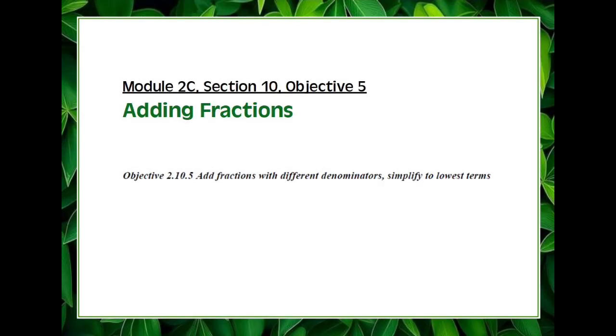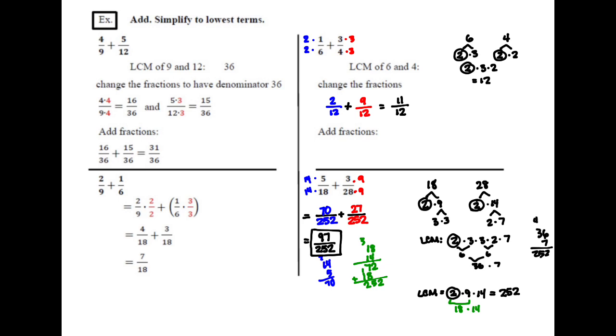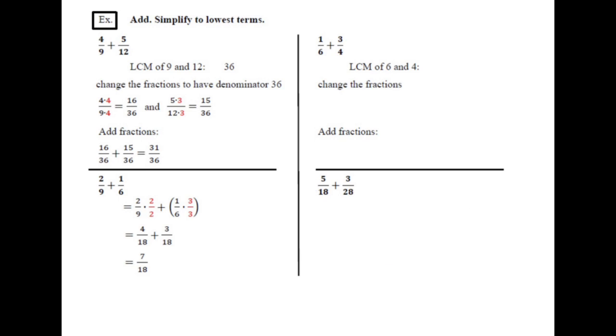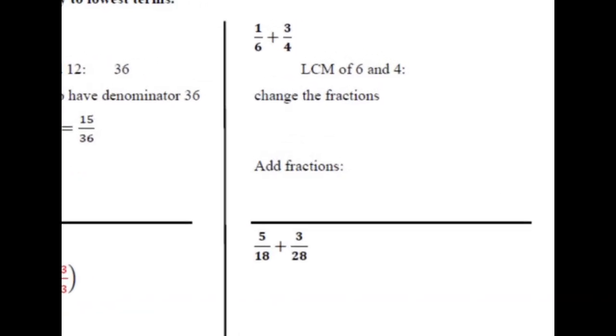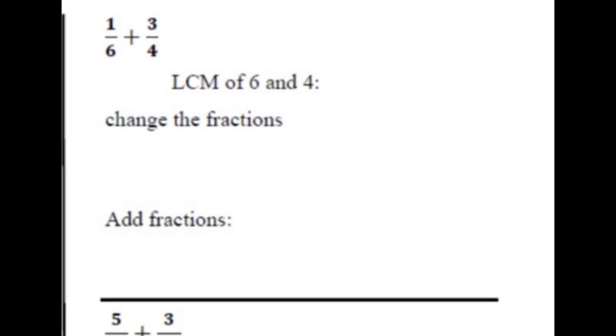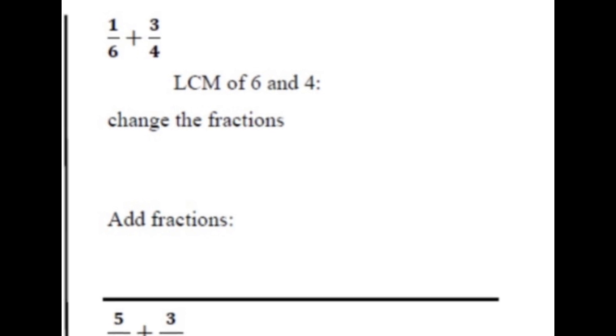Okay, so now we're going to actually add the fractions and then simplify. Okay, gotta love it when I forget to erase. All right, so I'm going to show you 2 different ways on this one, just so you can see something. All right, I need to find the least common multiple of the denominators, 6 and 4.